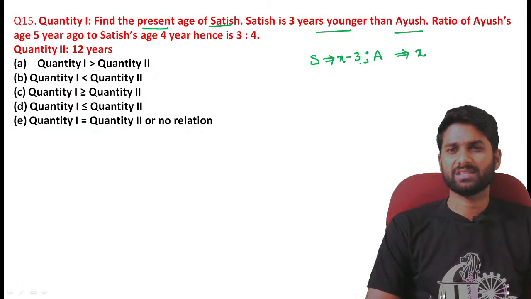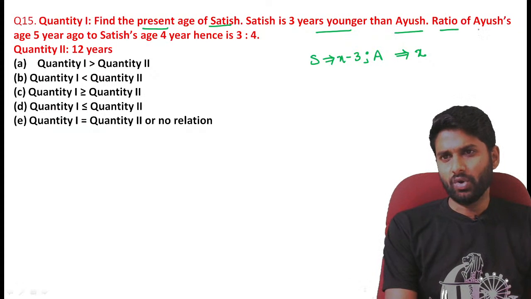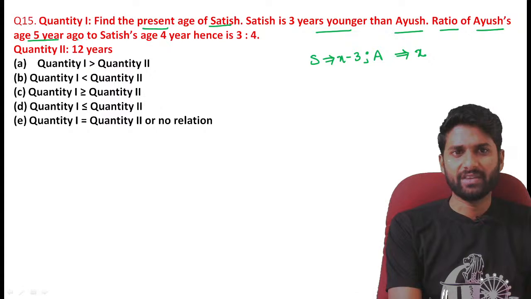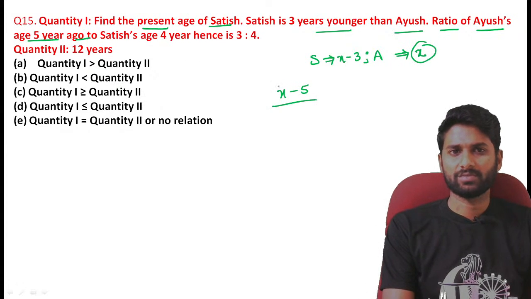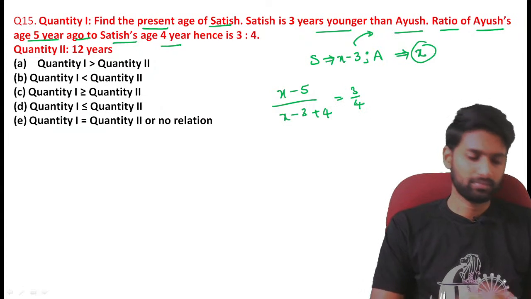Now you can get the percentage. Now the ratio of Ayush's age 5 years ago. Ayush's age 5 years ago is X minus 5, divided by Satish's age 4 years since. Satish's age 4 years since means X minus 3 plus 4. Here they have given the ratio as 3 by 4.